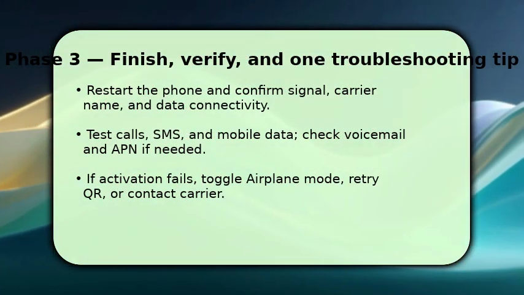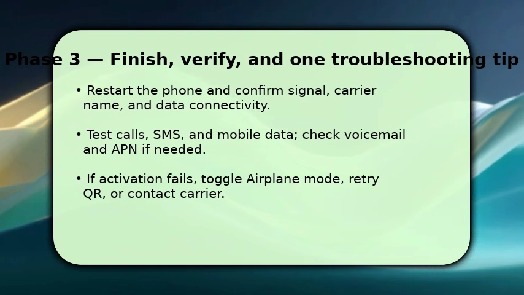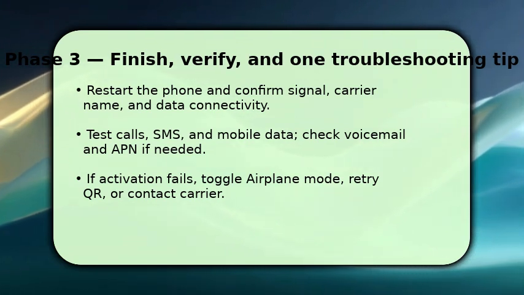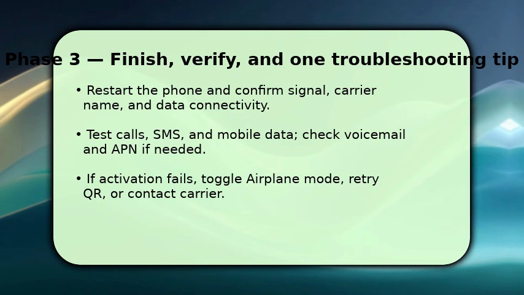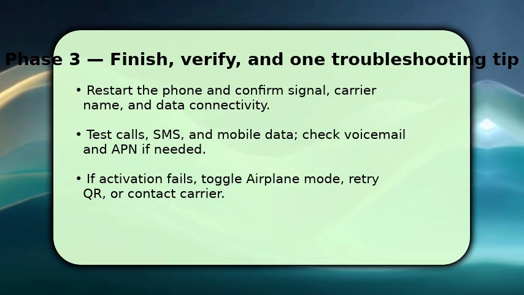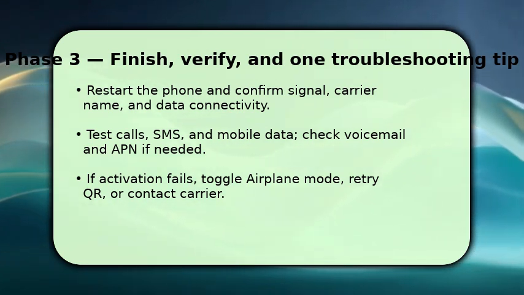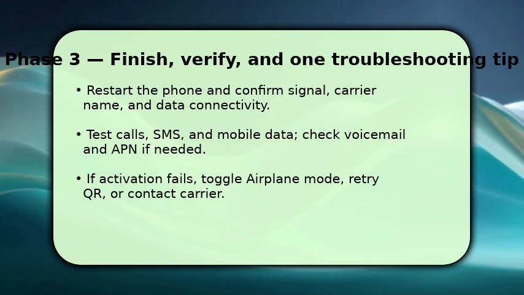You finish by restarting the S22 Ultra to complete provisioning, then verify the carrier name and signal bars appear. Test a call, send an SMS, and browse to confirm mobile data. Also check voicemail and APN settings if data is missing.